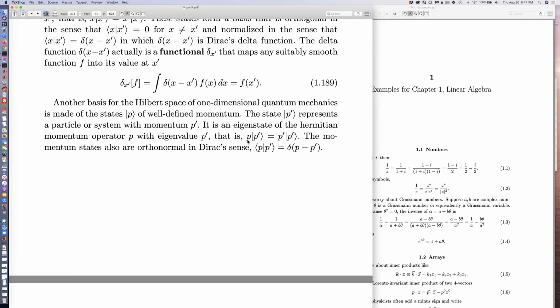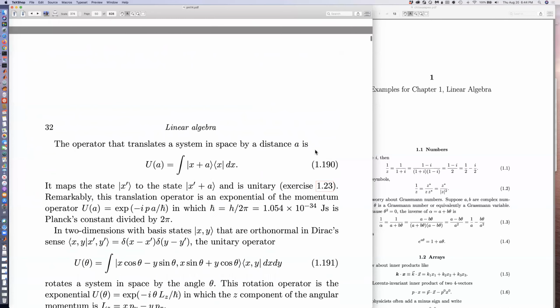The Hermitian operator P on the state P prime is P prime times P prime. And these are also orthonormal in Dirac's sense, that the inner product of P with P prime is delta of P minus P prime.